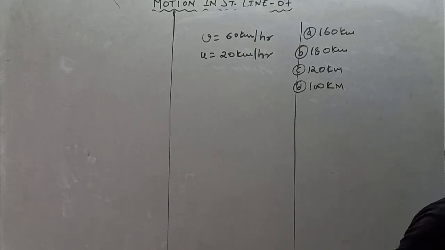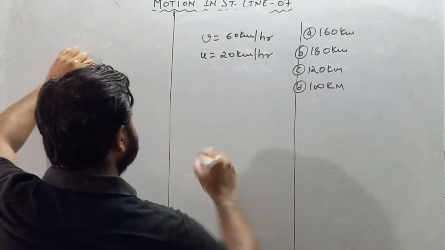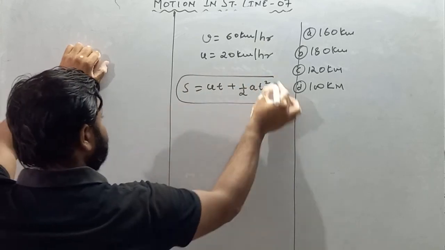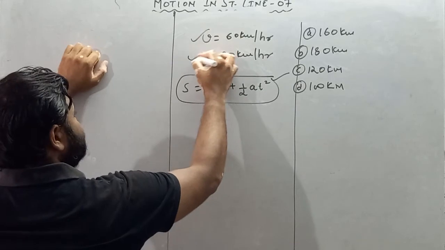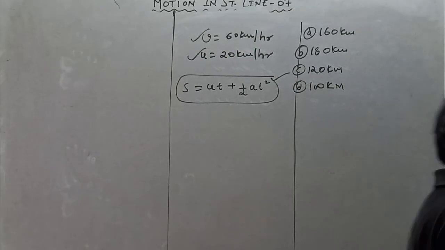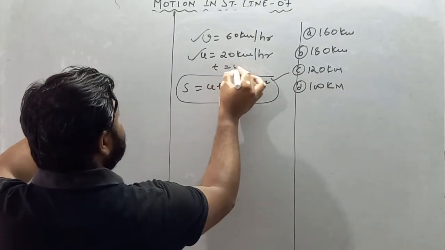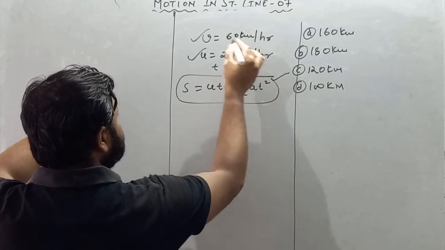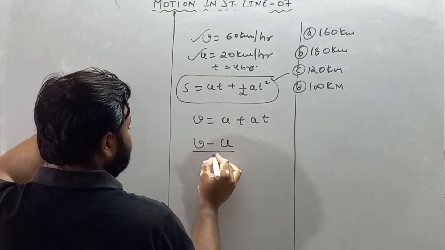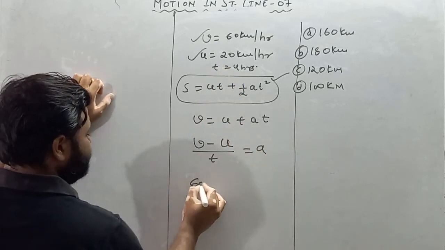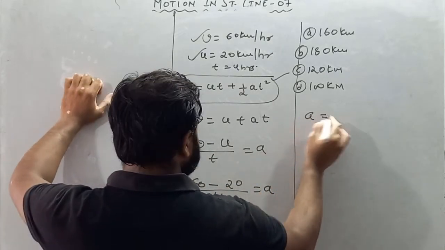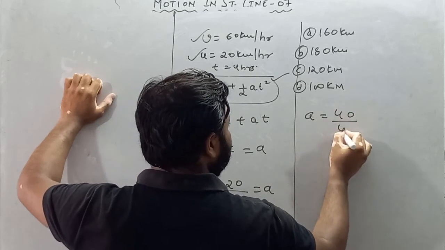They are saying find out the distance. So try to find the distance, my dear student. We know that distance is equal to ut plus half at square. We don't know acceleration, but we know initial velocity, final velocity, and time. Time t is 4 hours. So find the acceleration with the equation v equals u plus at. So I'll write here (v minus u) by t equals a. Final velocity is 60, initial velocity is 20, divided by time 4. So acceleration is 60 minus 20, it is 40 by 4, we get 10.